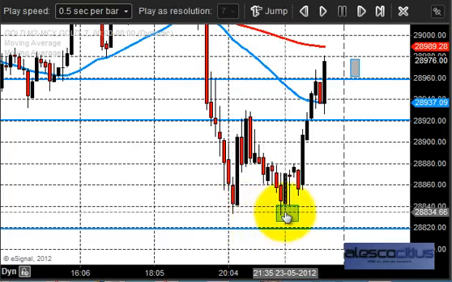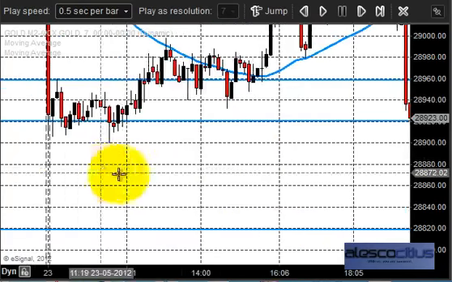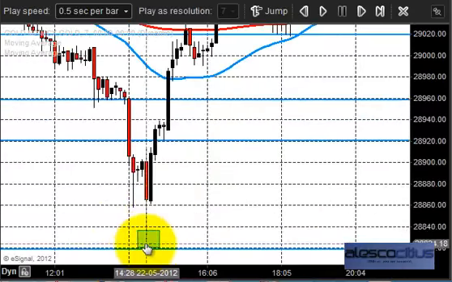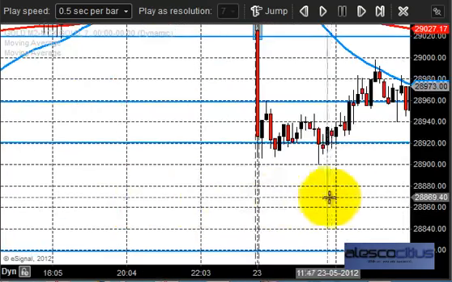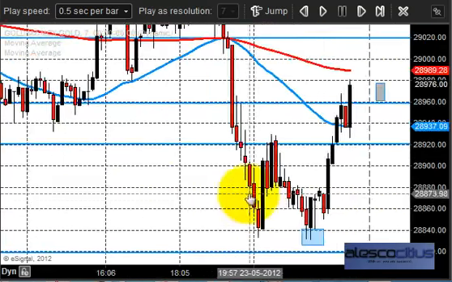So the market has taken support 2 times, because on the previous day, whenever the market tested this 28,820, it was a straight away gain, but that is not the case that happened yesterday.